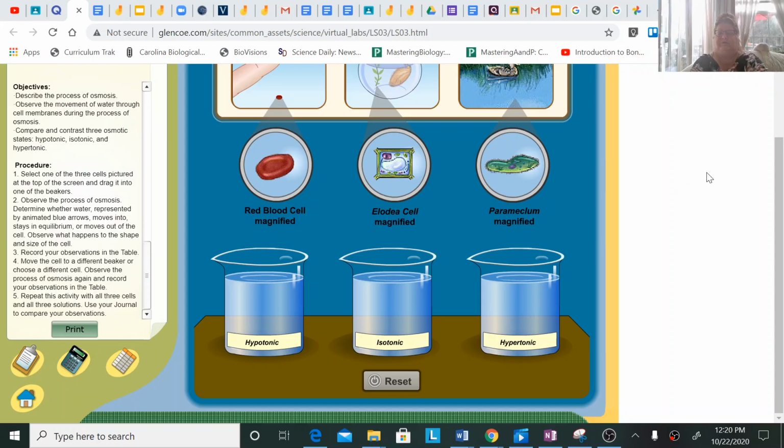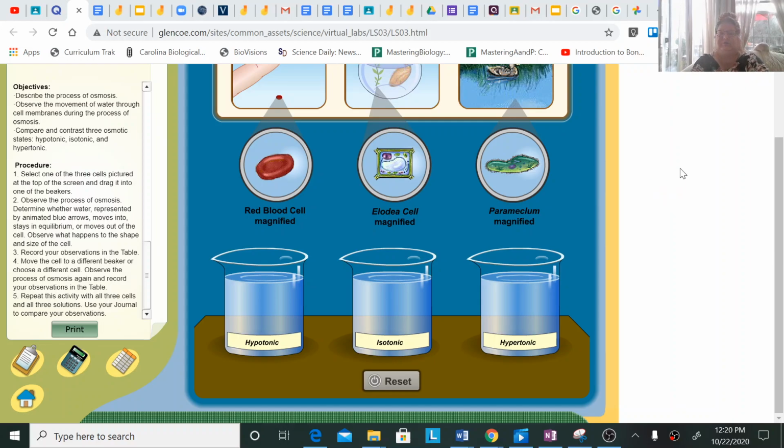And then we're also going to look at a hypertonic solution. And remember, again, it rhymes. A hyper has a higher number of solutes, but that also means that there's a lower amount of water, and that will cause water to leave the cell and diffuse outside.